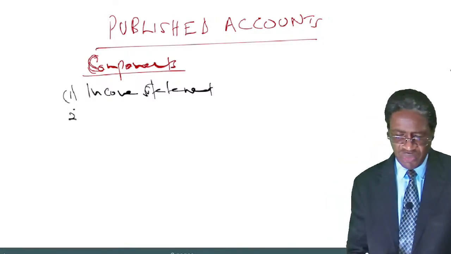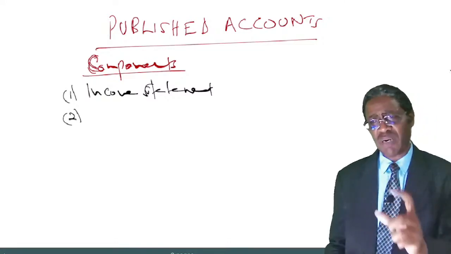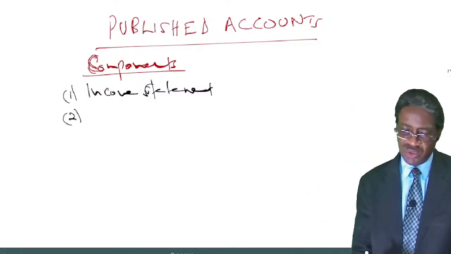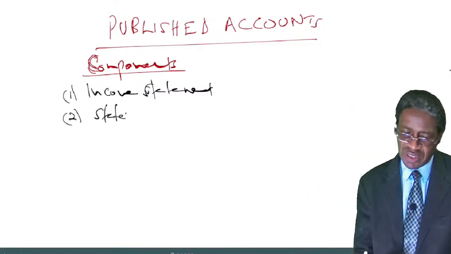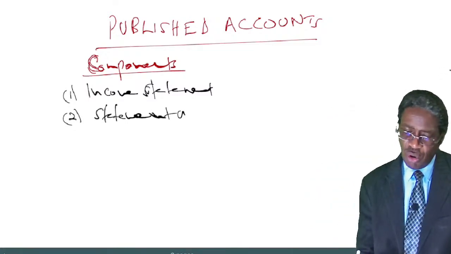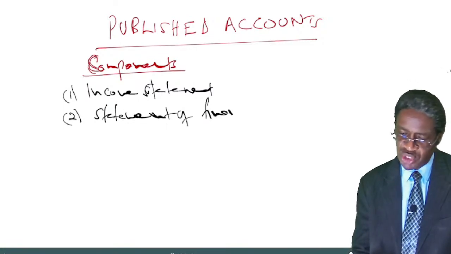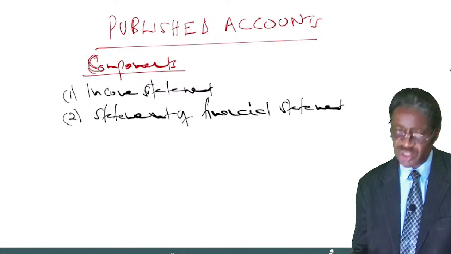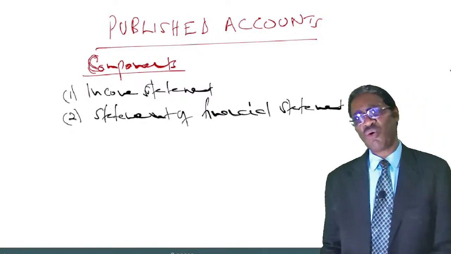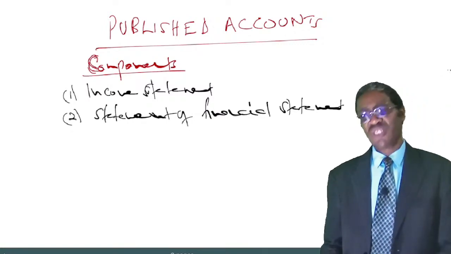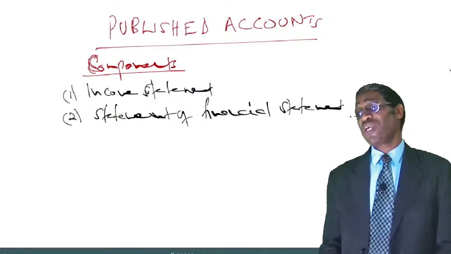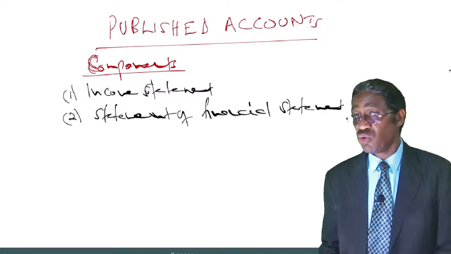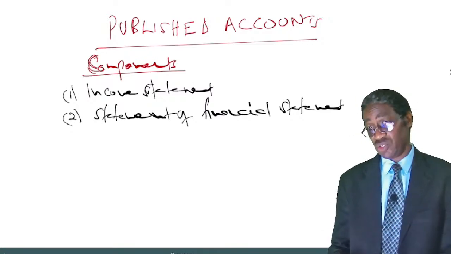Number two, the second thing as a public company you should include in a complete set of financial statements is what we call the statement of financial position. This is what you could also call a balance sheet, but we now sometimes call it the statement of financial position. So that's the second component.